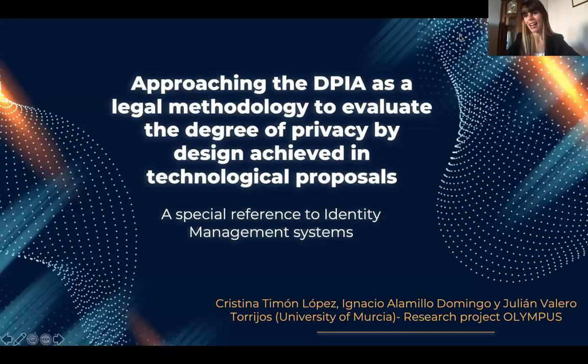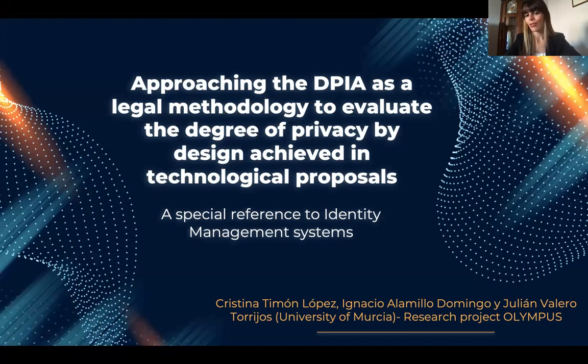Hi, my name is Cristina, and I am currently pursuing a PhD at the University of Murcia in the area of IT law. In addition, I am involved in the European research project Olympus that conducts research in the area of identity management. Today, I bring you a legal topic: the adaptation of the data protection impact assessment methodology to evaluate the degree of privacy by design, achieving technological proposals that have not been implemented yet.